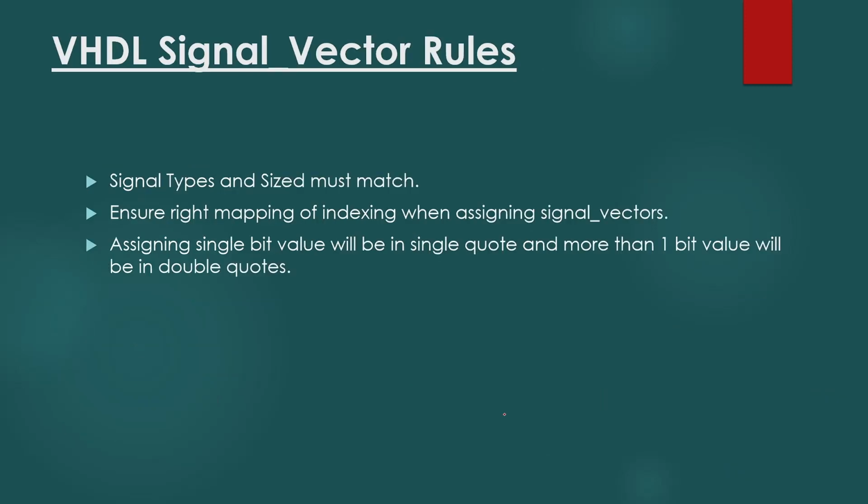Here we will quickly talk about important things to remember about vectors. The most important thing is that during assignment, signal type and signal sizes must match. VHDL won't allow you to simulate wrong vector size assignments and will give you a compilation error. You should ensure the right mapping of indexing during assignment for good results. Wrong index assignments mean wrong results. Assigning single-bit values will be in single quotes, and values of more than one bit need to be inside double quotes.